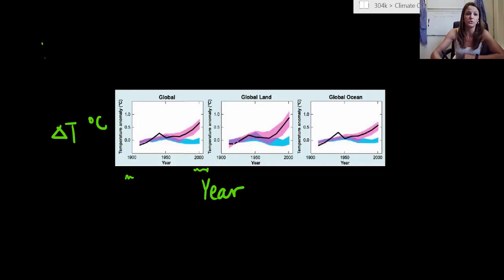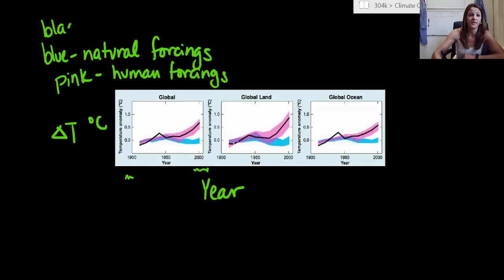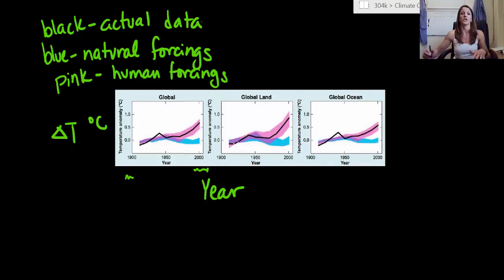So when we have our blue lines, that is the one that's considering natural forcings. The pink line, or reddish, it looks pink to me, is basically looking at your human forcings. Where the black line is your actual data. So the black line is a true depiction of the change in temperature in Celsius for your global, for your land, and for your ocean temperatures.